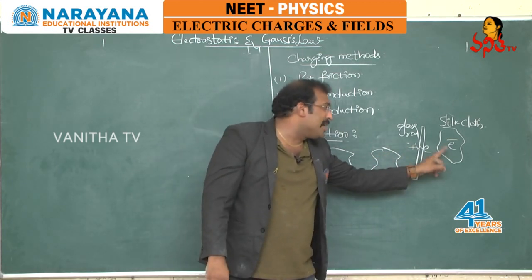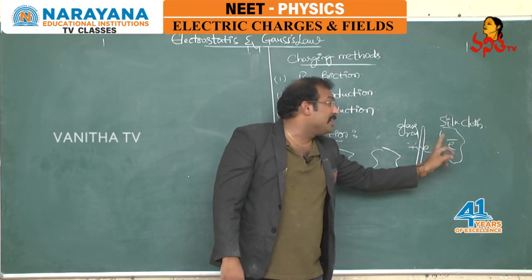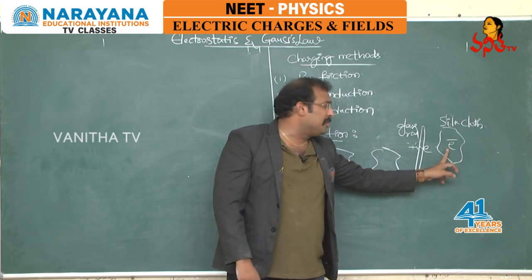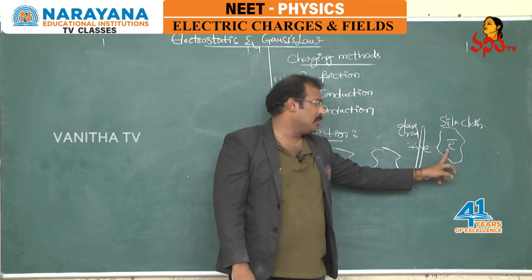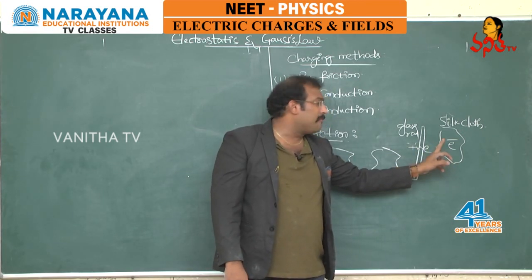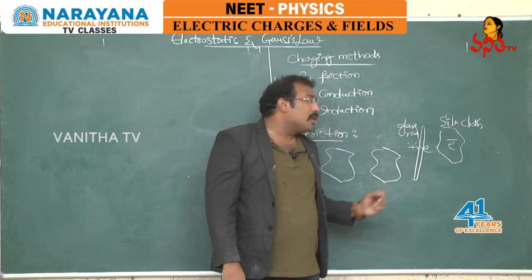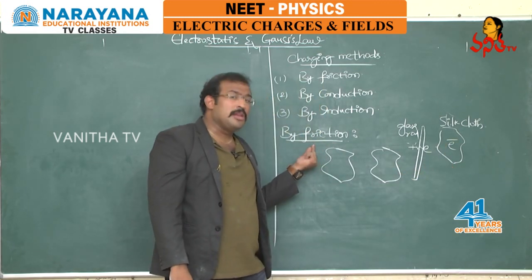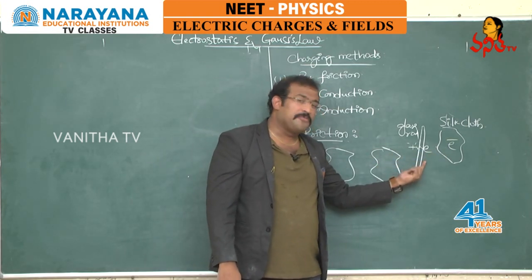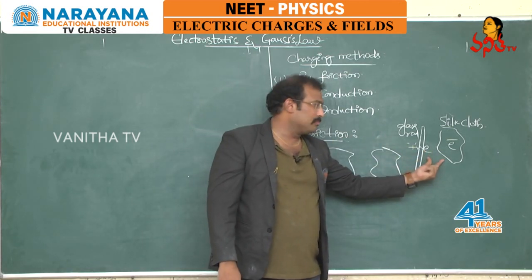The one which donates the electrons will get the positive, the one which gains the electrons will get negative. The one with greater electron affinity will get the negative charge. The one which donates the electrons is called donor, the one which attains the electrons is called acceptor. In the case of frictional method, the two bodies will have opposite charges. So therefore, frictional method results in attraction.